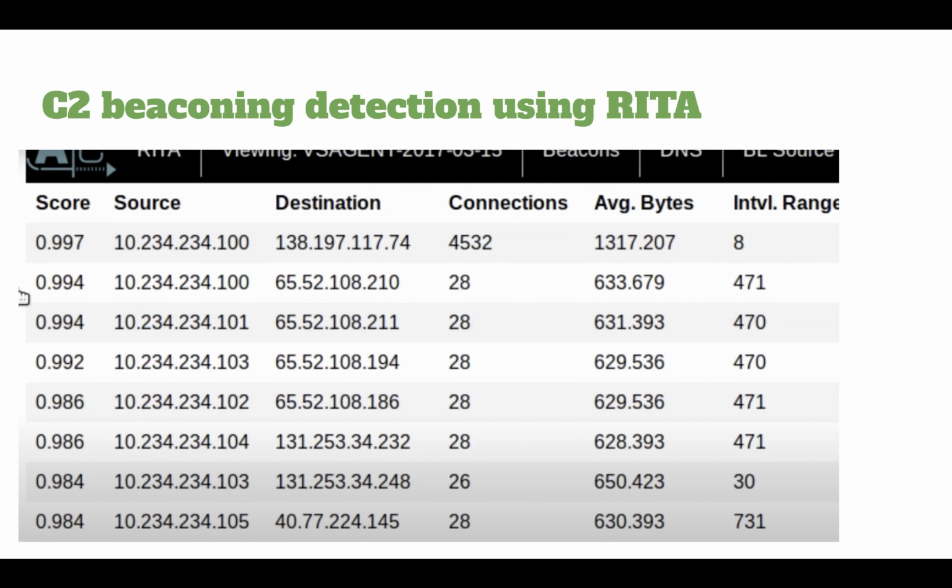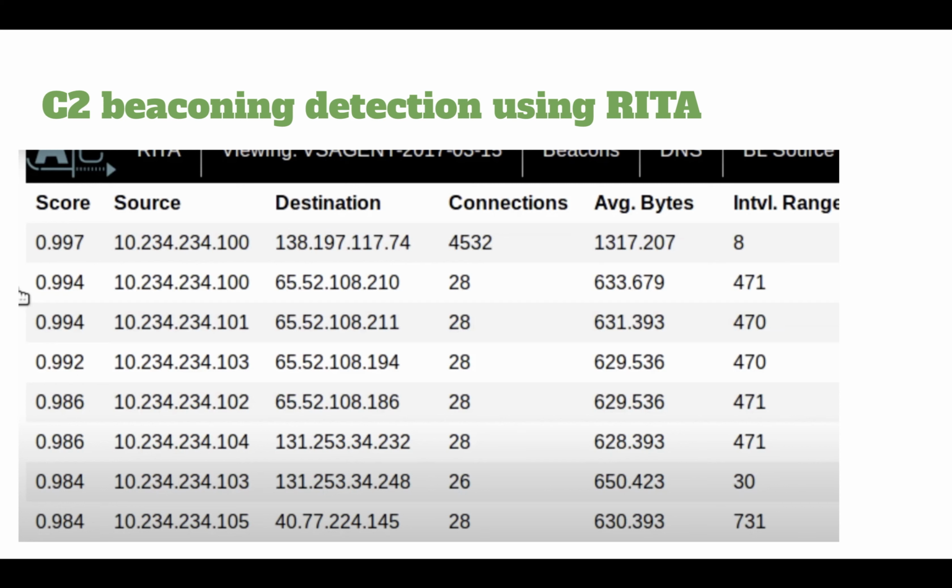So this is C2 beaconing detection using RITA, as I earlier talked about. RITA is an open source tool which you can find on the Active Countermeasures website. And this is a screenshot from the same source. If you can see the top line, there's a score of 0.9997. So basically, RITA scores from 0 to 1 when given Zeek logs, right? What RITA does is it ingests all the Zeek logs and gives you this kind of information.